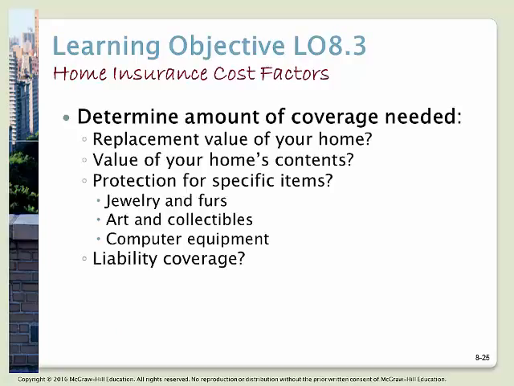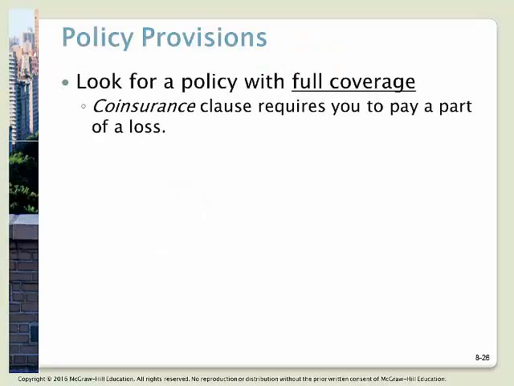Now that you're aware of the varieties of insurance coverage available, the next step is to figure out how much coverage you want, how much you need, and how much you're willing to pay. Do you want to pay for replacement cost? Do you need coverage for specific items? Is the basic liability coverage sufficient, or do you need an umbrella policy? You definitely want a policy with full coverage. Coinsurance requires that you pay part of the loss.